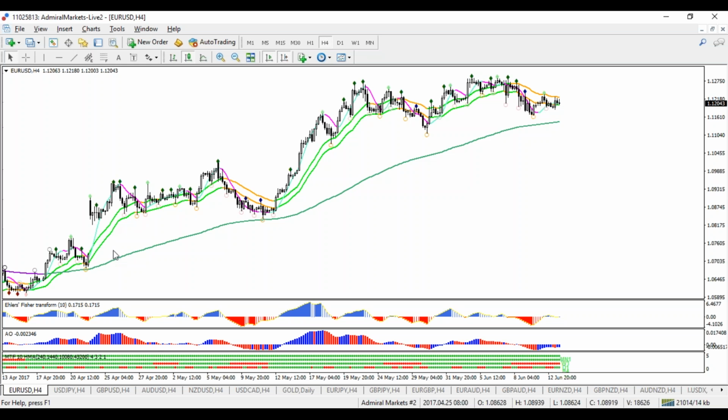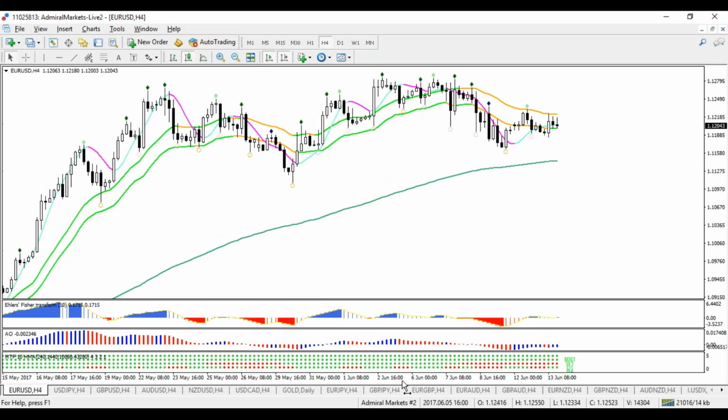Very simple. So let's take a look right now at this euro dollar. At this moment, from my perspective, the euro dollar is either going to be reversing, or this is still a major correction within an uptrend.